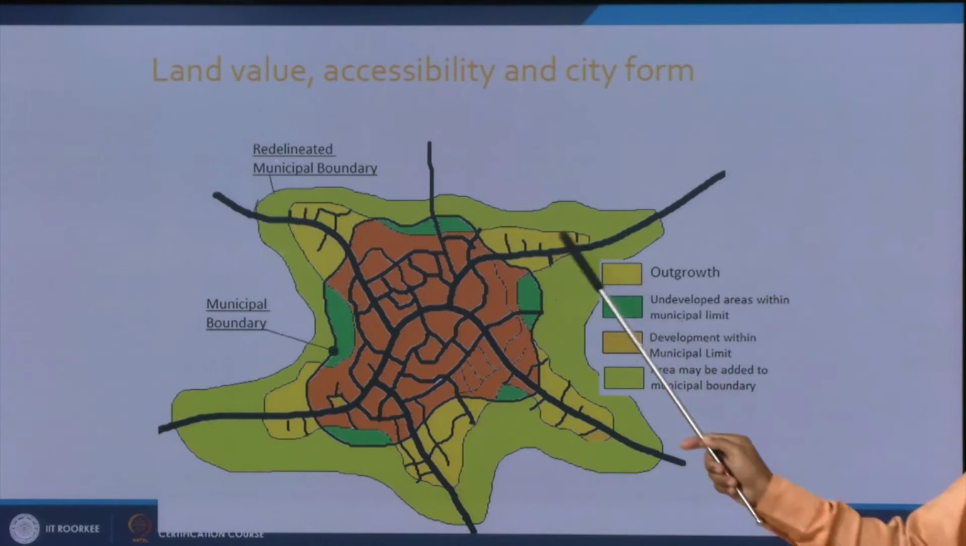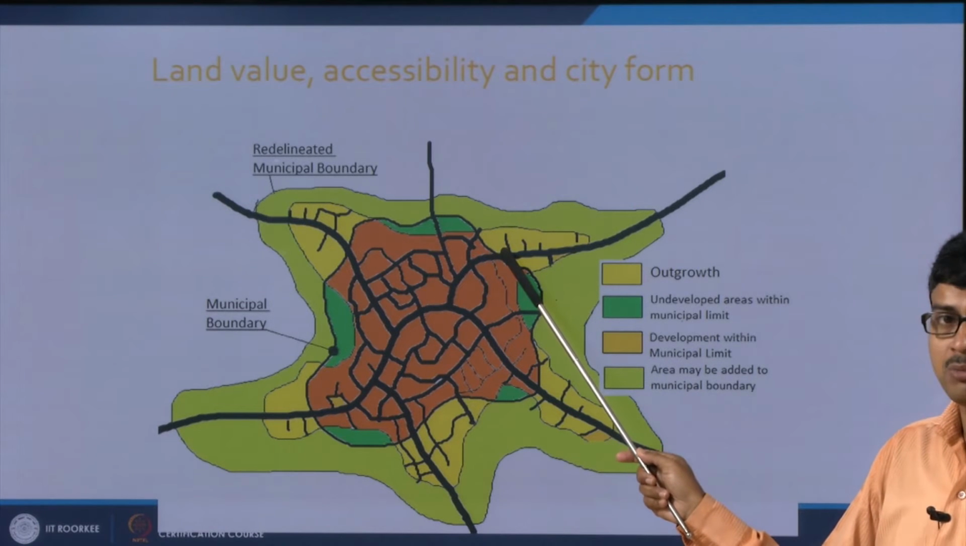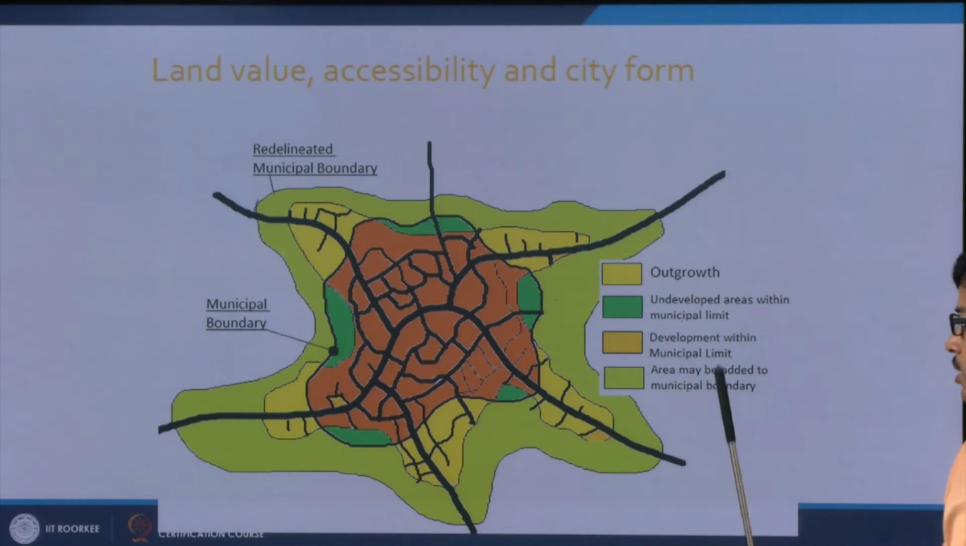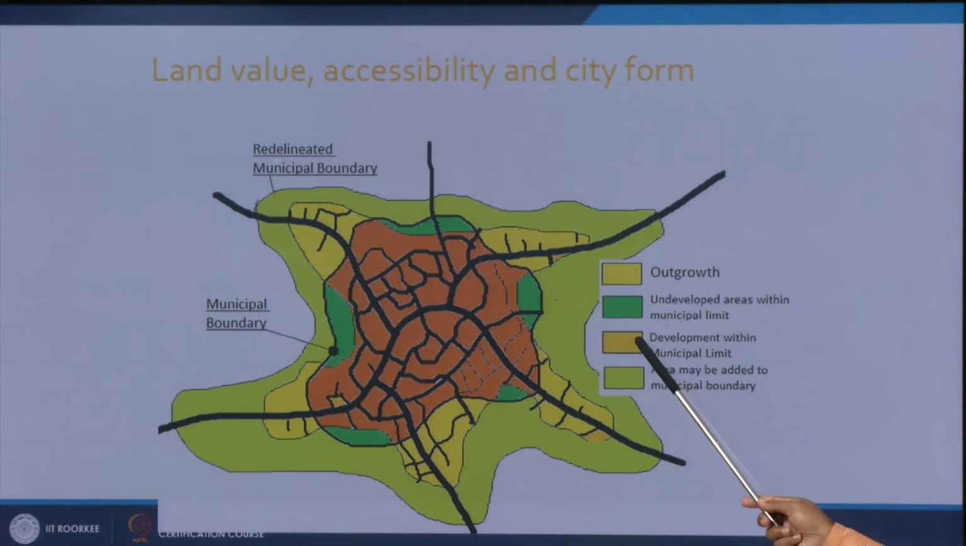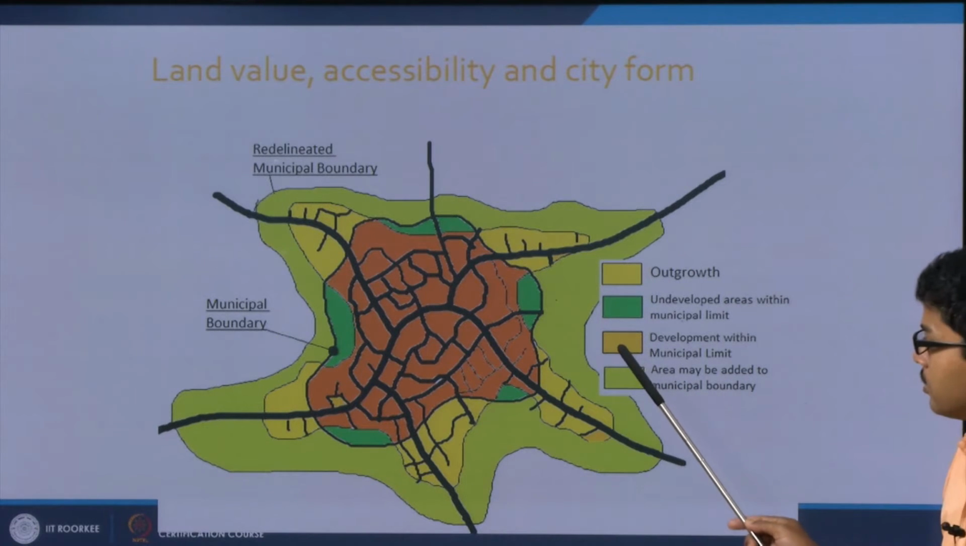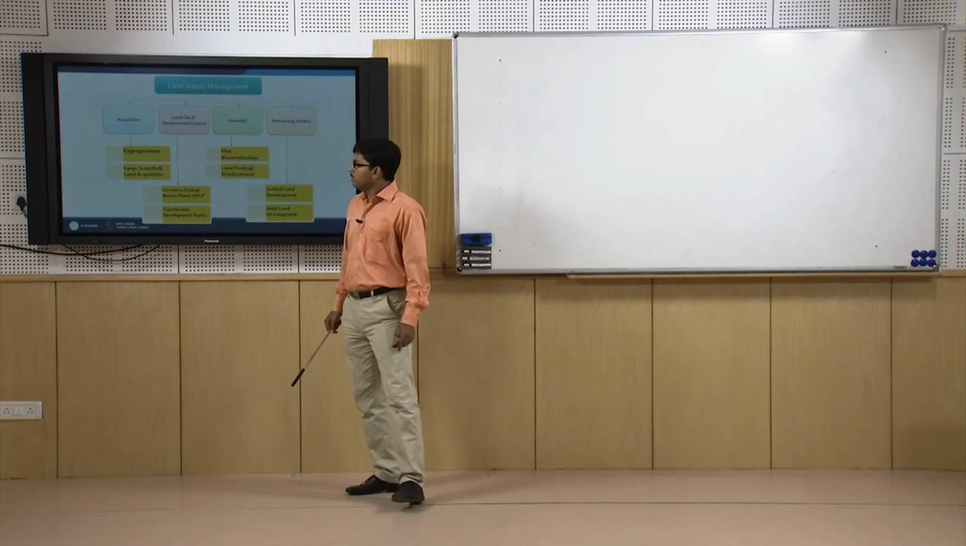You can see, sometimes we call it an outgrowth because it has grown beyond the municipal limit, but it is an urban area. So this light green area may be added to the municipal boundary as a planned intervention, whereas this green area, this yellow area, is development within the municipal limit. Okay. Now, we come to that.